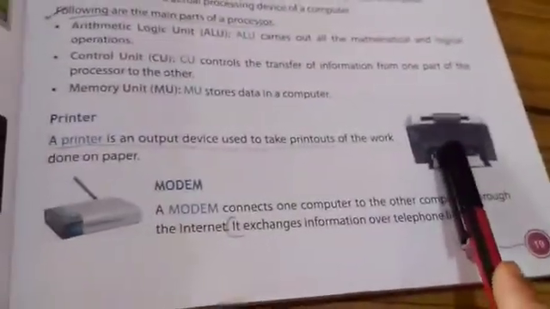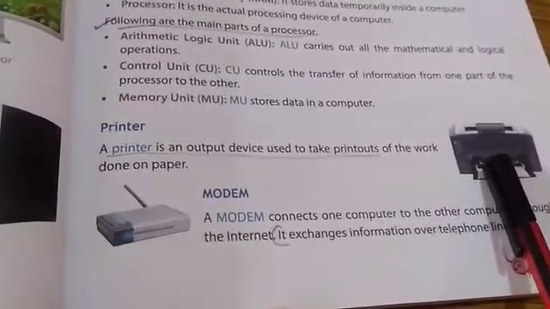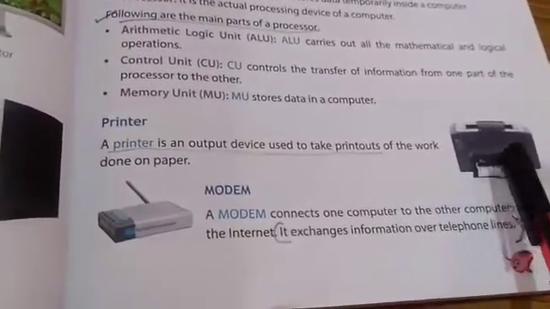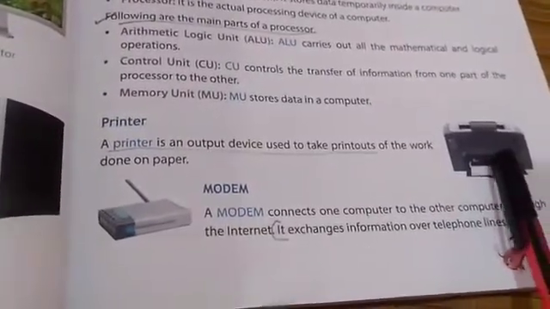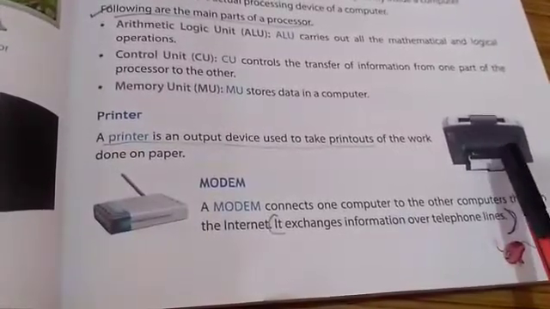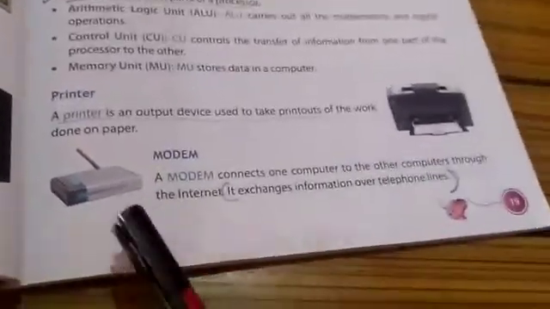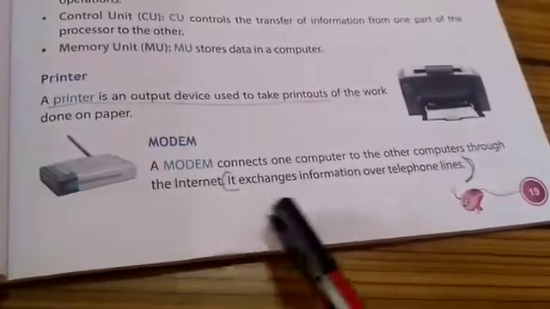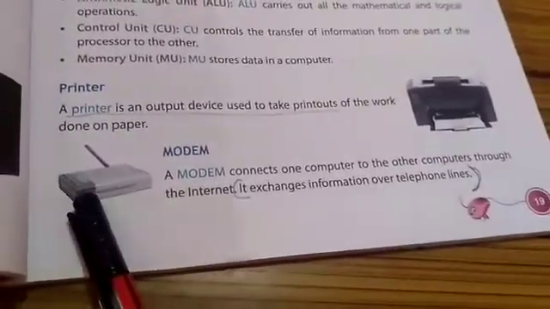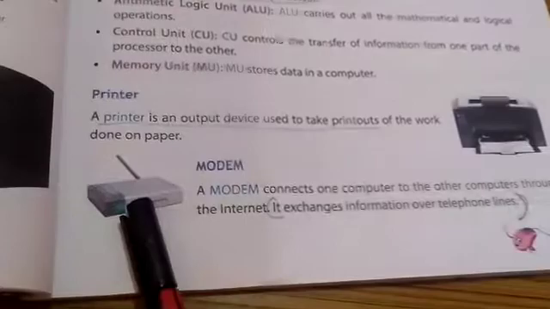Next, printer. This is a printer. A printer is an output device used to take a printout of the work done on paper. Modem is used to exchange information over the telephone line. This is a modem. Next, turn the page.